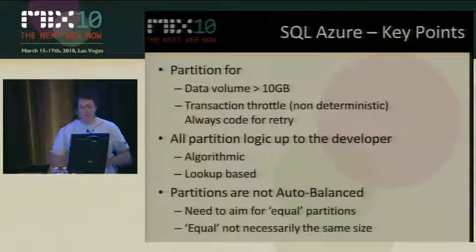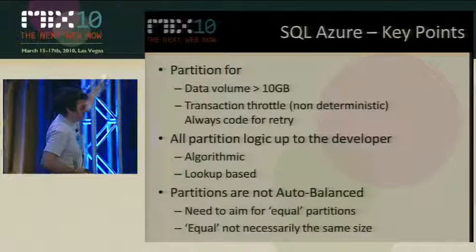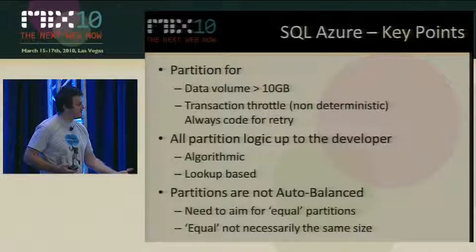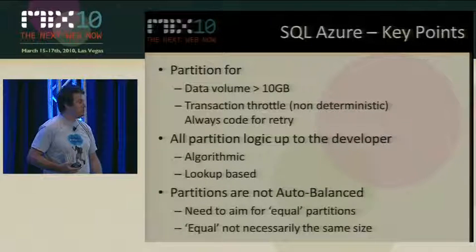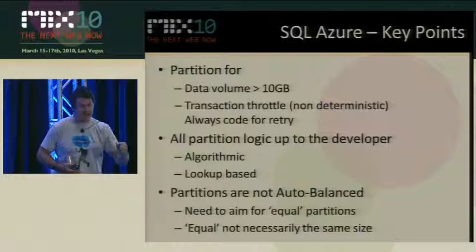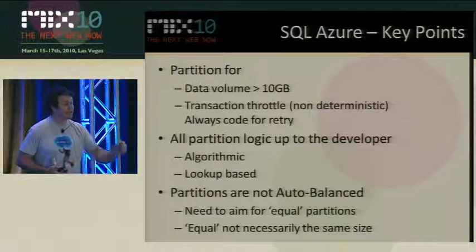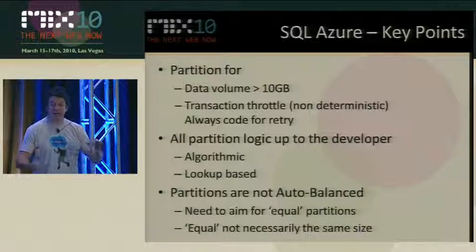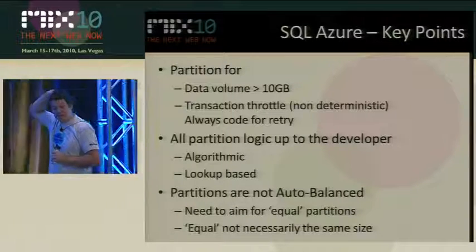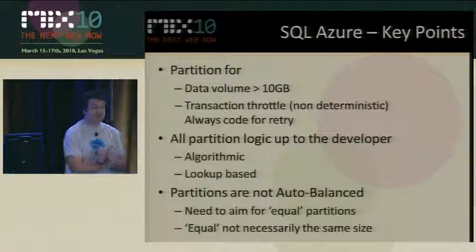So when we partition for SQL Azure, we're partitioning for a couple of reasons. One, we're partitioning for data volume. You cannot have a database that's greater than 10 gig. The reason for that is underneath in the fabric that SQL Azure uses, they want to be able to move these data nodes around. If you're sticking 10 terabyte databases in there, that's really, really hard. It's hard to shift your data quickly enough to be able to dynamically adapt the fabric for performance reasons and for maintenance reasons. So you're going to be partitioning for data volume, and many times you're going to be partitioning for that transaction throttle.